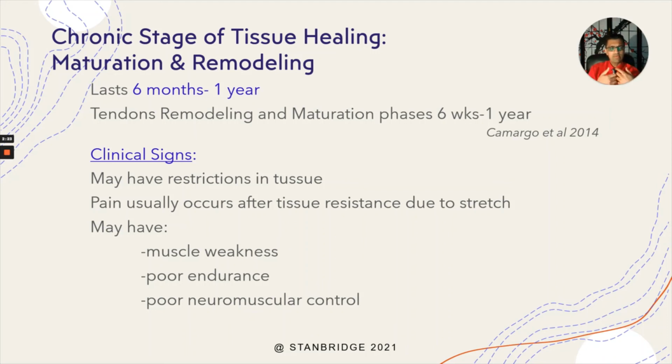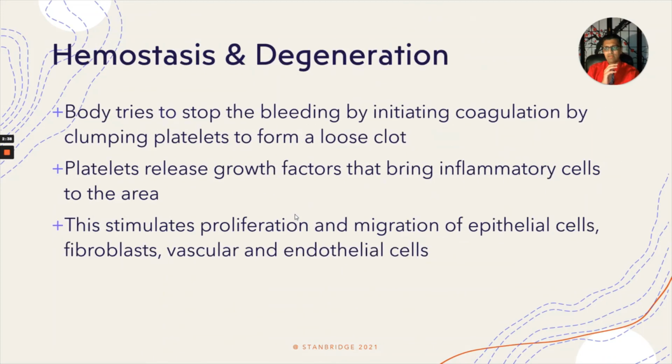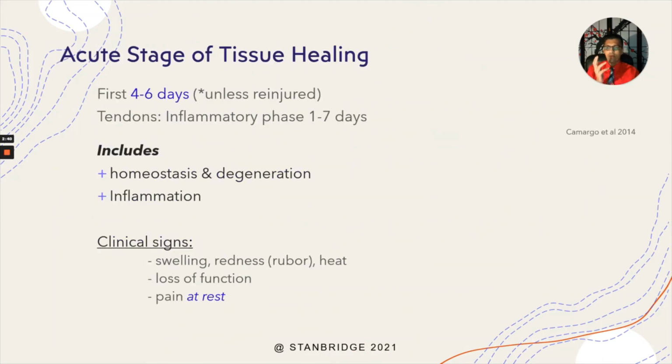So let me give you an example. If somebody had a tendon repair, Achilles tendon repair. Let's take Kevin Durant, for example. Right? And he just had surgery. He's in the acute phase. Well, you understand when you go back to the acute phase of healing, right? There's clinical signs: swelling, redness, heat, loss of function.